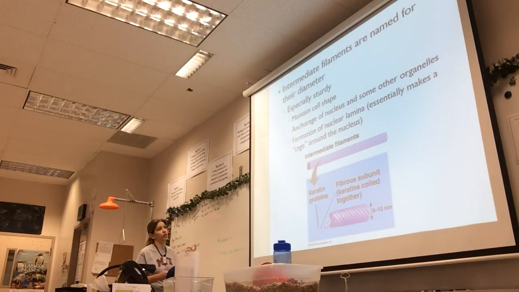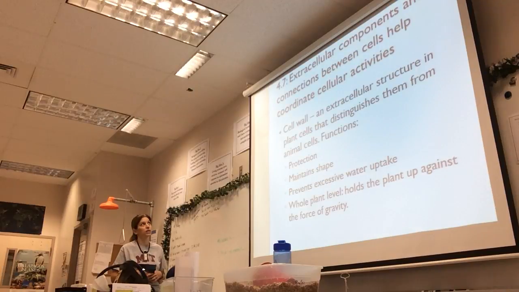Intermediate filaments are named for their diameter, they're in the middle. These are probably our strongest. They anchor the nucleus where it needs to be and give the nucleus support. It forms that cage around the nucleus, the nuclear lamina. Those are your intermediate ones. Just a couple more slides here.